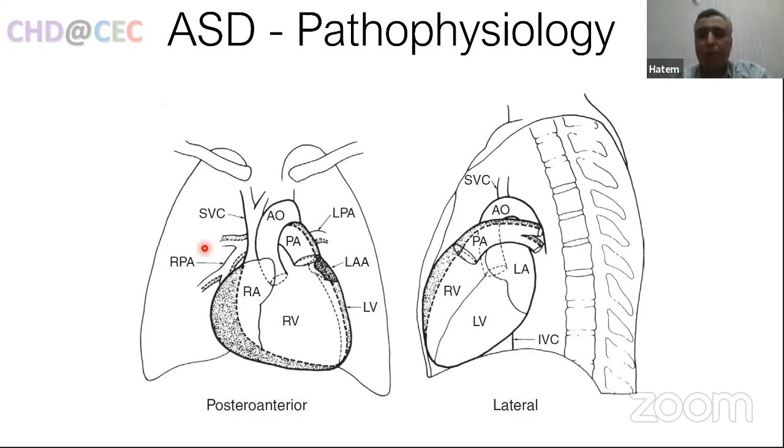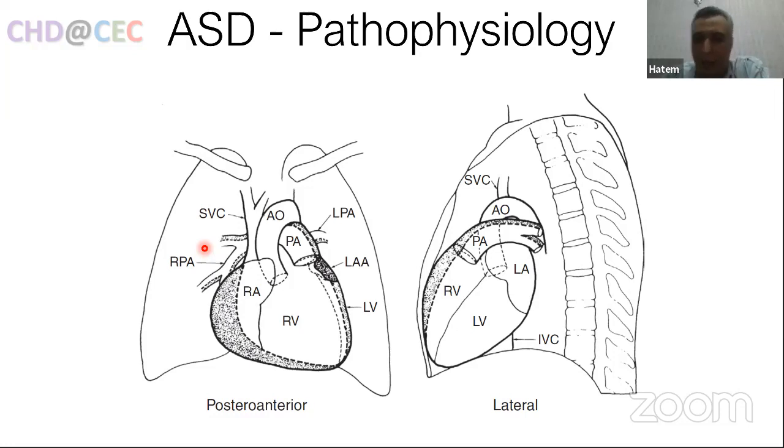So if a patient gets systemic hypertension and at the same time he has an ASD, technically more blood will flow across the ASD, because if a patient has systemic hypertension, the LV wall thickness will get even thicker, and then the LV compliance will be even worse, and so shunting across the ASD will be even worse.